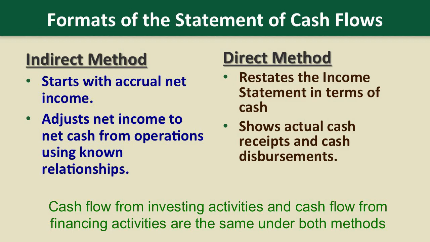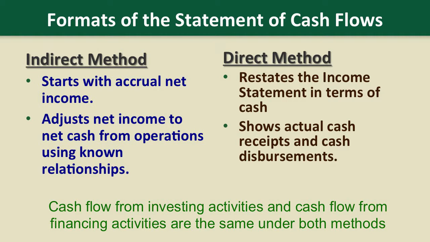In terms of the format of the statement of cash flows, companies can use either the indirect method or the direct method. However, regardless of the method they are using, their investing activities and financing activities sections are the same under both methods, which means that the only difference exists in the operating activities section. So for the operating activities section, companies can use the indirect method or the direct method.